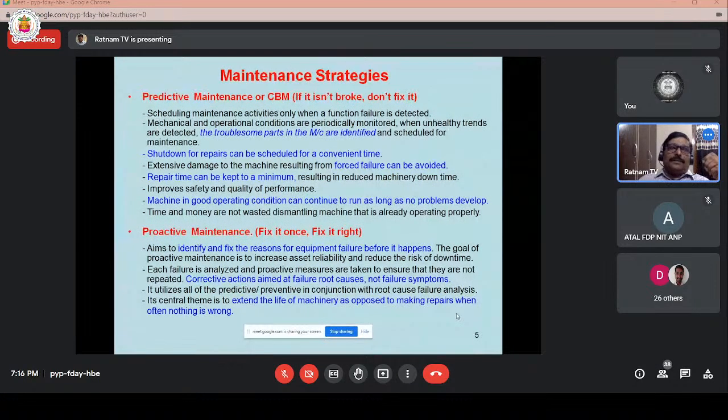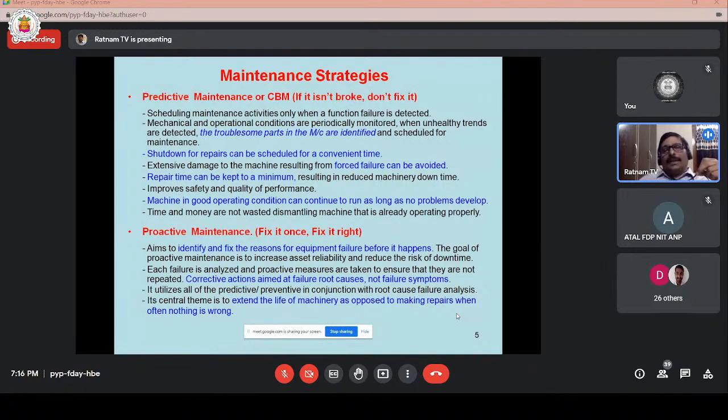In this case, frequently some bearings are failing. Then there will be some root cause. Alignment issue may be there. Some improper fixing of foundation bolts may cause alignment issues, misalignment issues, imbalance issues, and it will lead to bearing failures. This can be avoided by proactively studying the failure reasons thoroughly.